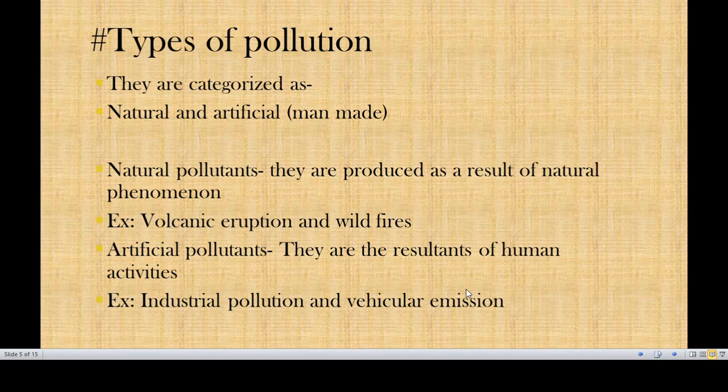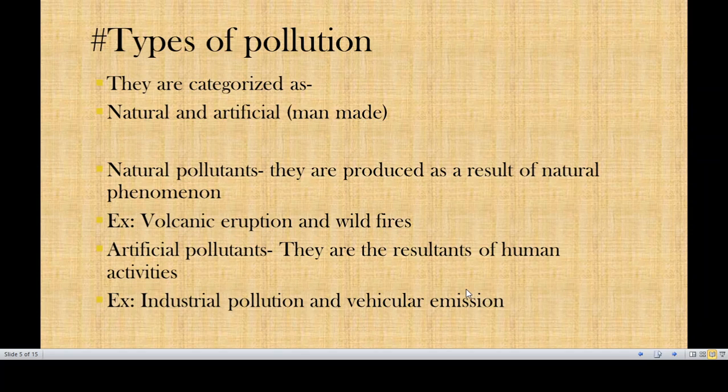That means nature is creating a pollutant itself. Of course it is on a larger scale, because one can imagine if a volcanic eruption or a wildfire occurs at one part, it will cause that much smoke or fog, and that much pollutant will be released into the environment, which will then spread through the air. So of course it is not at a small scale, it is at a larger scale.